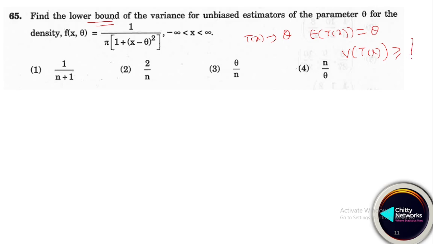So the formula is, the variance of T(X) is always at least the CR lower bound, the Cramer-Rao lower bound, that is 1 upon Fisher information. So if T(X) is an unbiased estimator of theta, then the variance of T(X) is greater than or equal to 1 upon the Fisher information contained in theta for n observations. Now we shall check the Fisher information for this given distribution.